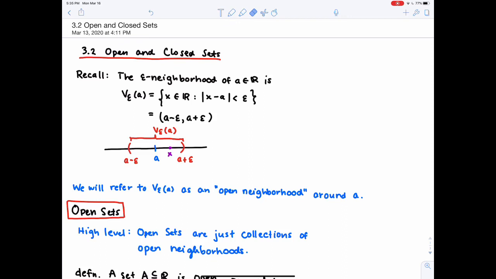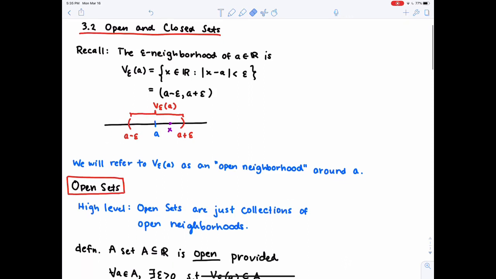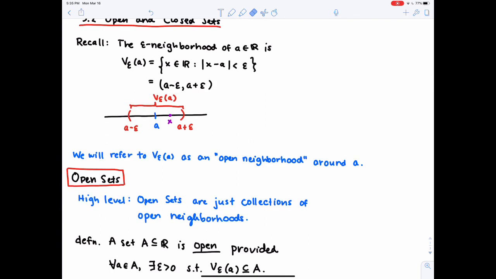So recall that the epsilon neighborhood of some number A is just the open interval centered at A of radius epsilon. So it's the collection of all the points that are within a distance of epsilon away from A. And we will refer to this neighborhood as an open neighborhood around A.